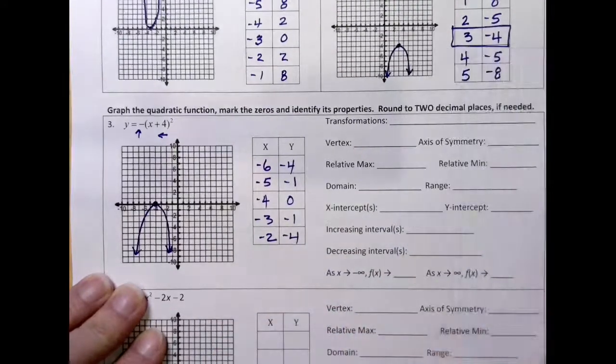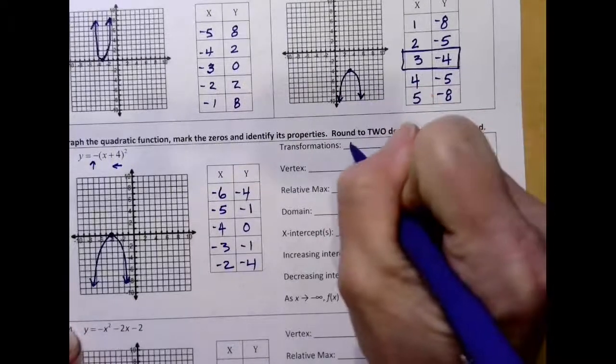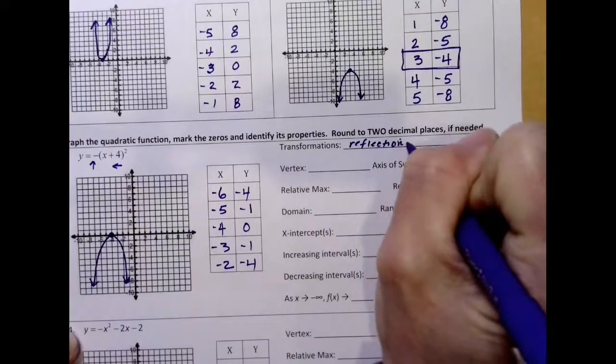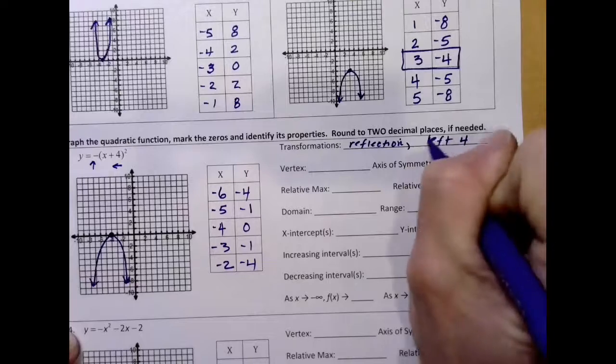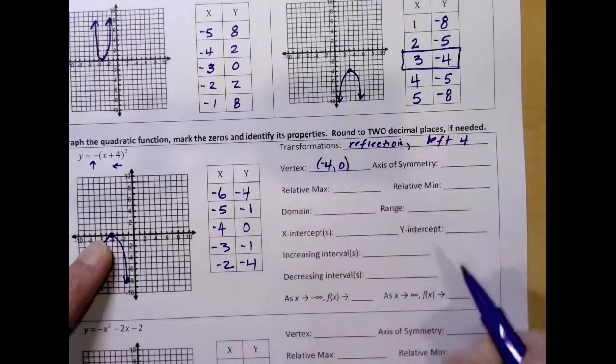All right, let's talk about these transformations that we see. We're going to definitely have a reflection, and we're going to go to the left 4. My vertex is over negative 4, up 0.